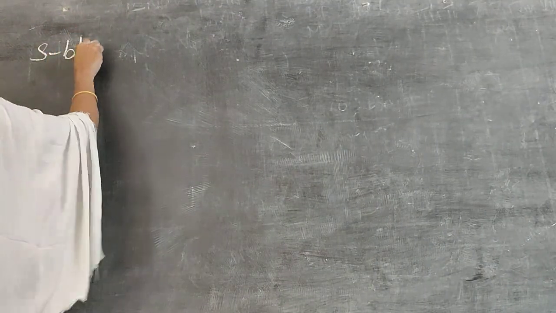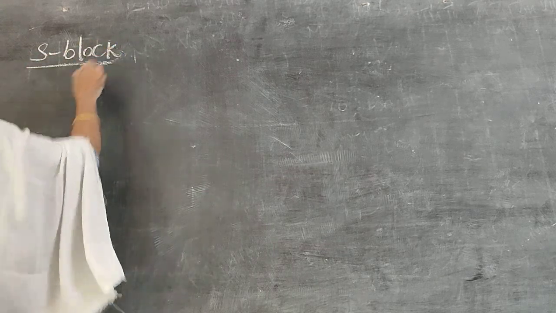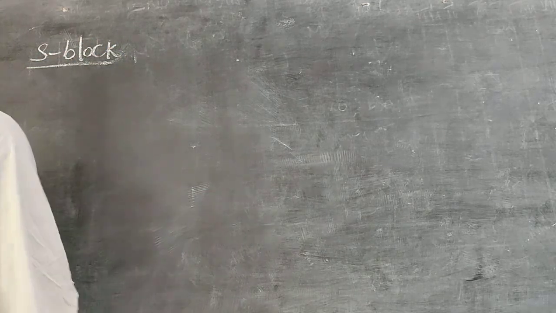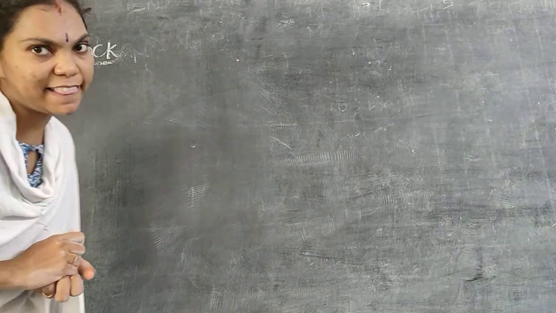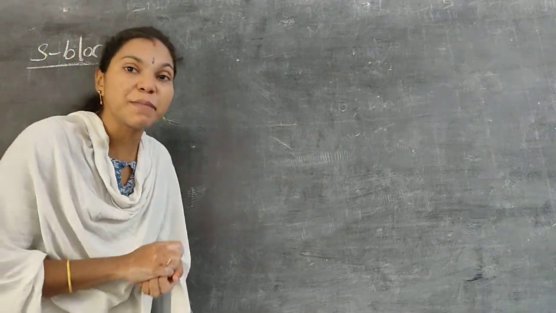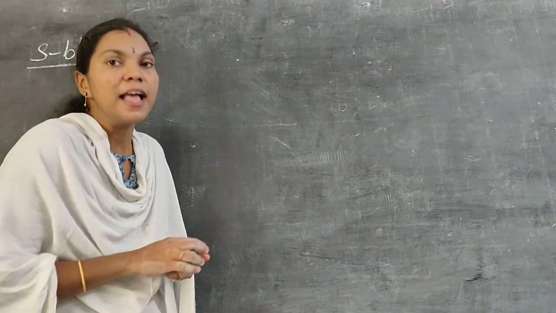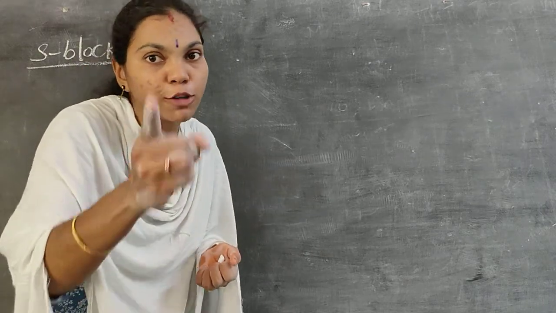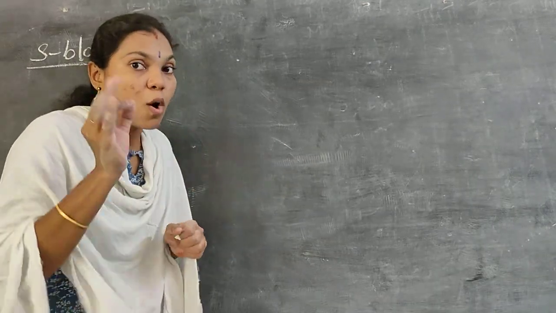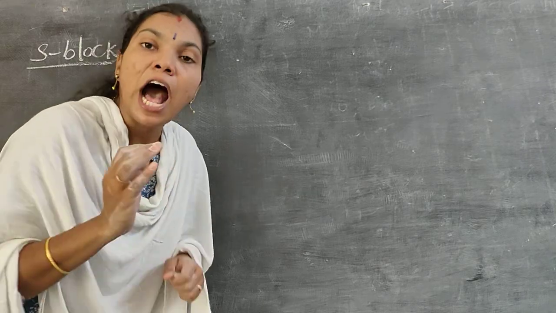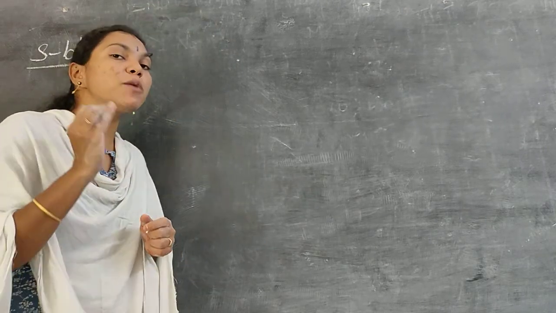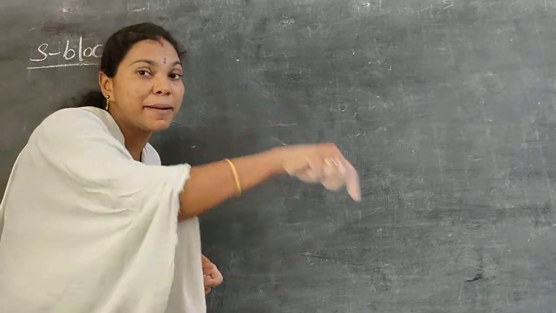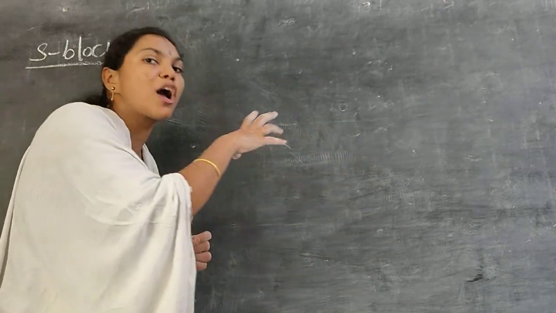First, S block. Why are these elements known as S block elements? The differentiating electron in these elements must enter the s orbital. Differentiating electron is nothing but the outermost electron. You remember what a differentiating electron is? The outermost electron. The orbital into which the outermost electron enters decides the block of the element.